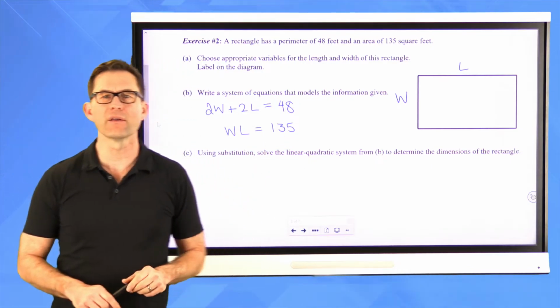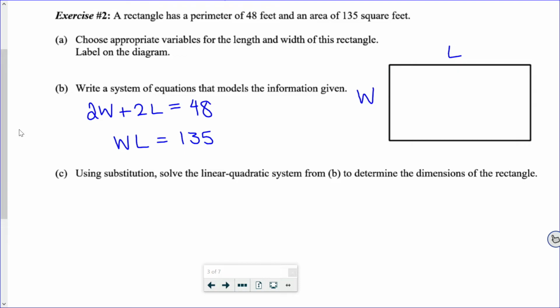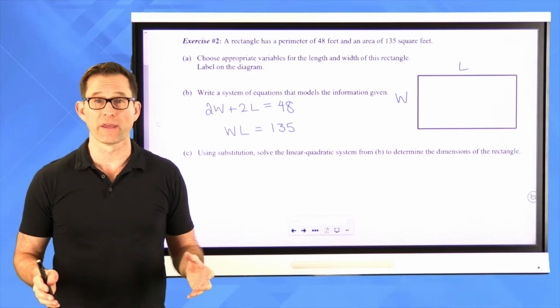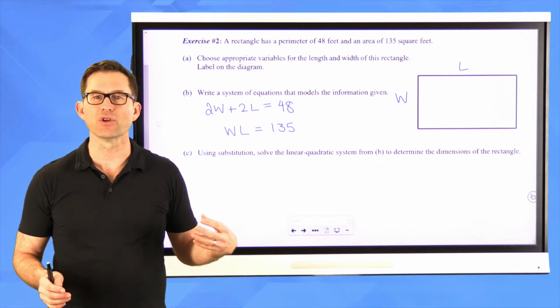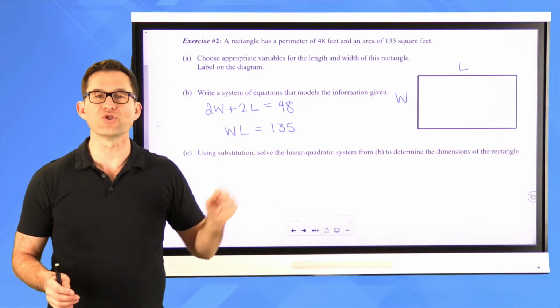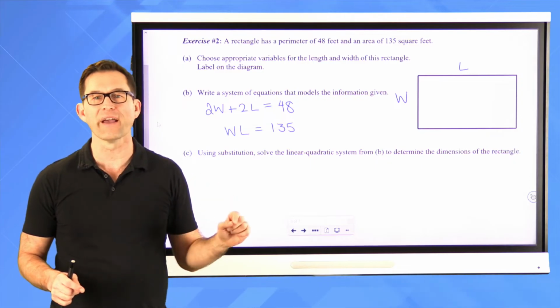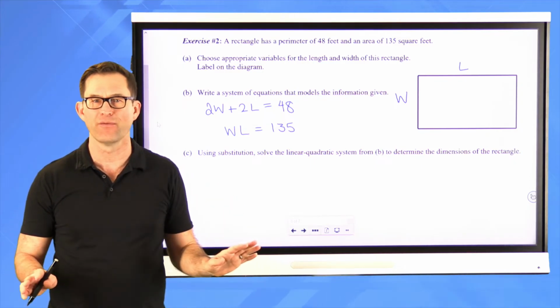All right, let's take a look at letter C. Using substitution, solve the linear quadratic system from B to determine the dimensions of the rectangle. All right, now this is a little bit trickier, okay? Because in order to solve a system by substitution, we need one of these equations to have one of the two variables isolated, all by itself, okay?